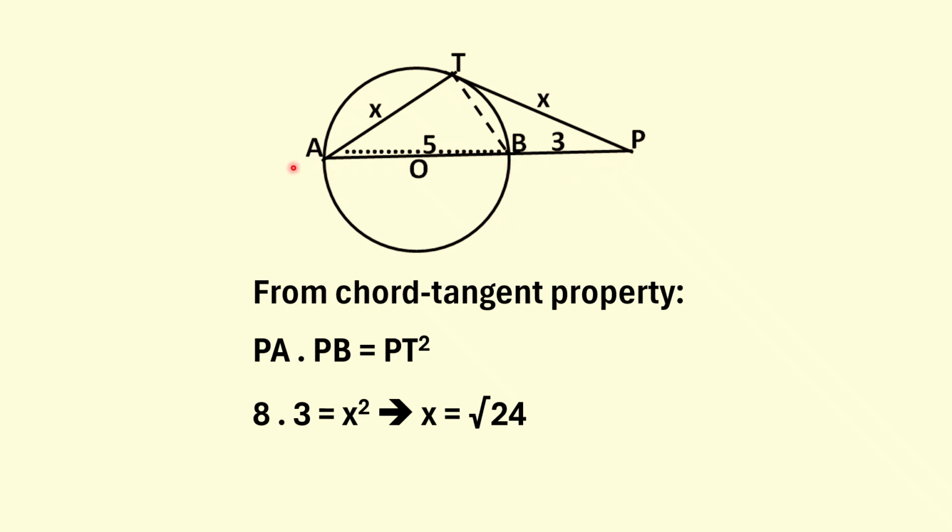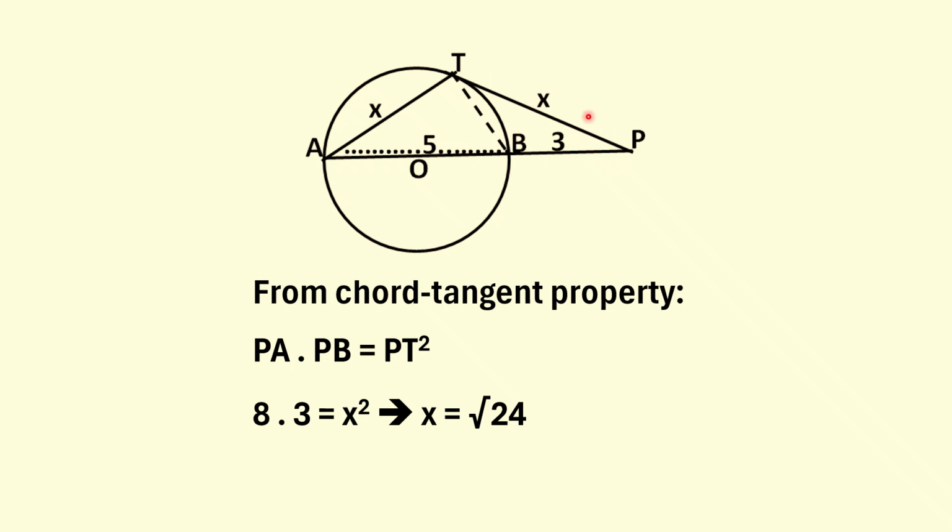That is 8, P to A. This part is 3 and this part is 5. So the total PA would be 8. 8 into PB, that is 3. So P to A, the total, should be 8 and P to B is 3. So 8 into 3 should be equal to PT square.